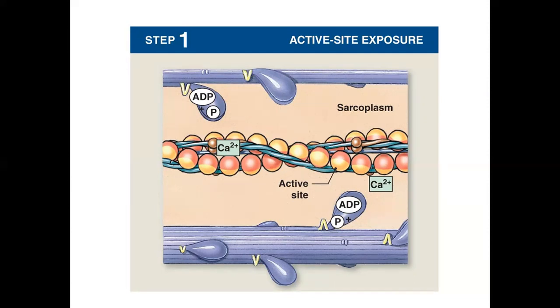Axoplasmic transport is formed usually by, what are they called? Microtubules. So within the myofibrils, you cannot have microtubules. But these microtubules form the cytoskeleton. The cytoskeleton will be away from these myofibrils.